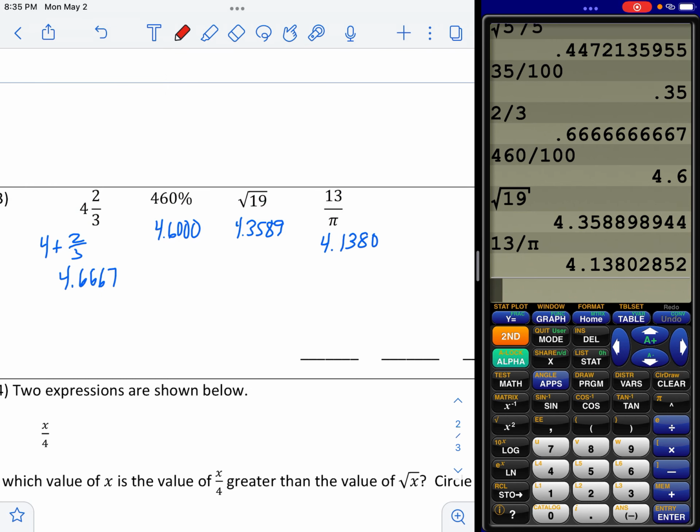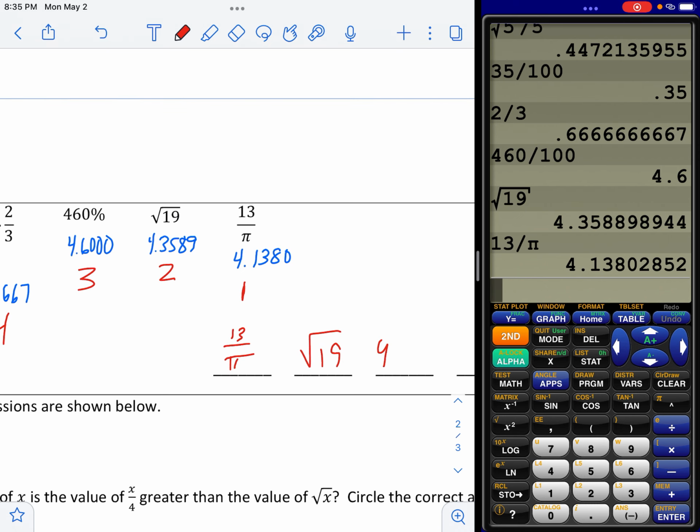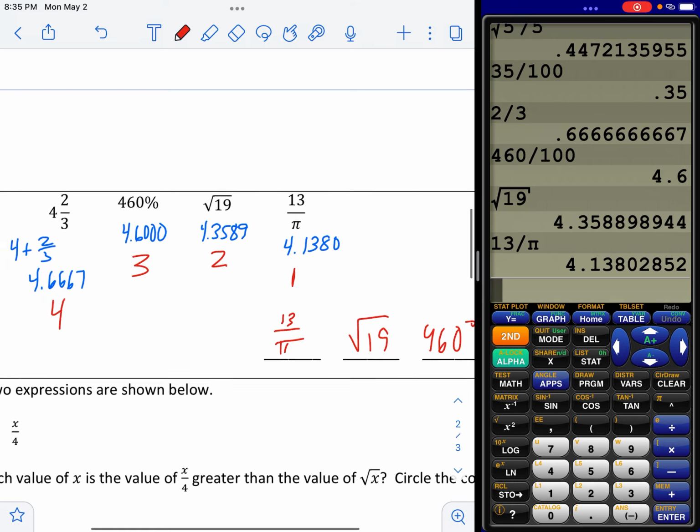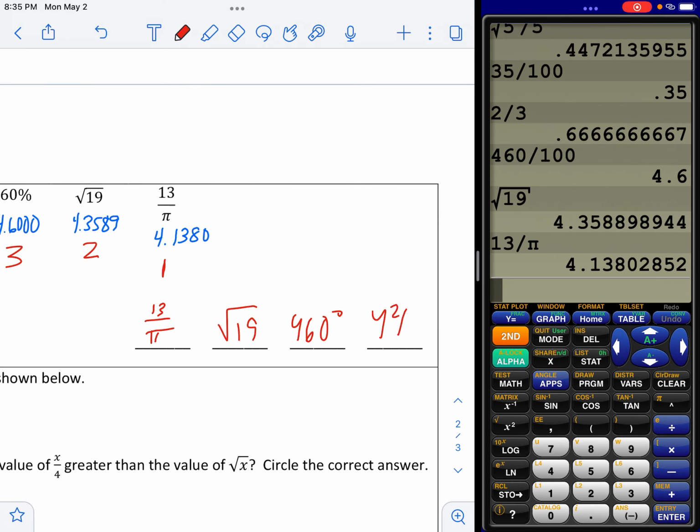It looks like 4.1 will be the smallest, and then a 4.3, and then a 4.60 is smaller than a 4.66. These are just in reverse order right now. 13 over pi, square root of 19, 460%, and 4 2/3.